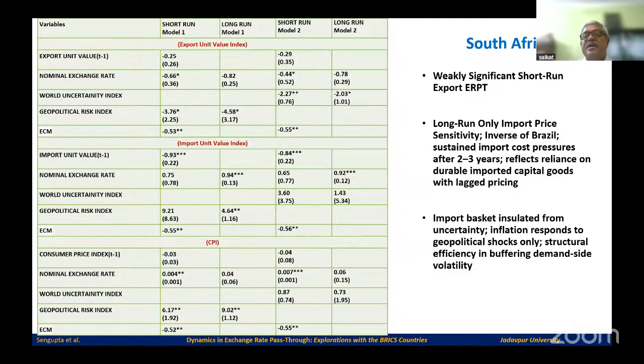Import basket insulated from uncertainty. Inflation response to geopolitical shocks only. Structural efficiency in buffering demand side volatility. So you would see that there is significant heterogeneity in the results across countries. Next.